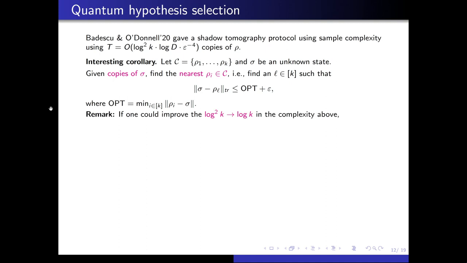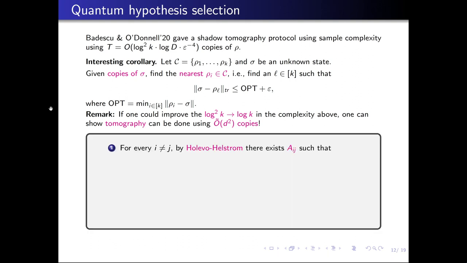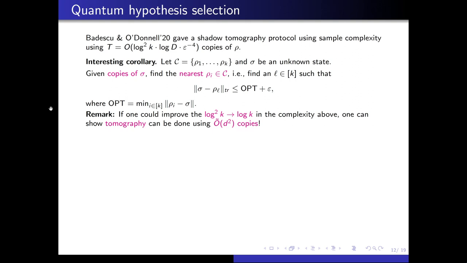Maybe this remark should have come later. But the point is, they gave a protocol for this hypothesis selection question with sample complexity log squared k times log d divided by epsilon to the 4. And if you could have improved this log squared k in the protocol to log k, you could have actually obtained back the tomography protocol with sample complexity d squared. So without using all the representation theory techniques that I mentioned in the first two slides, you could have recovered the tomography protocol if you could have improved the shadow tomography complexity from log squared k to log k. So that, I think, is interesting.